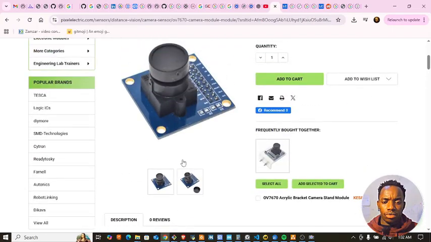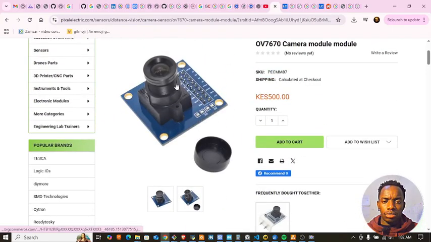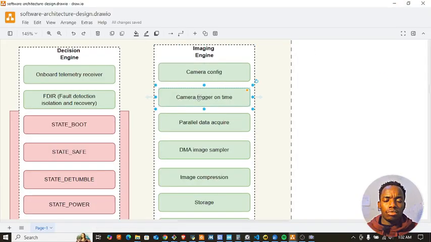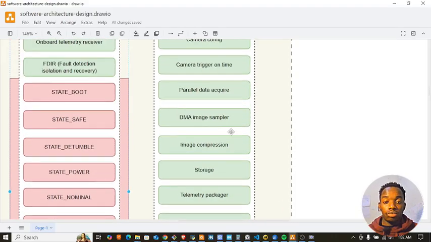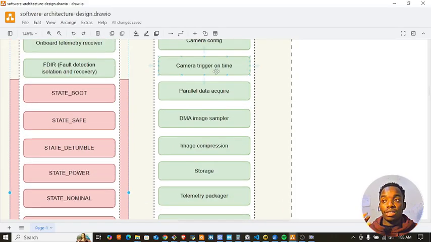Yeah, this is what I'm going to use. Right, OV7670 camera module. So camera trigger on time means that the imaging engine should know that it's time to run the mission. So if we're in the mission state, we should trigger that camera on time, just capture snapshots of whatever area you're observing.